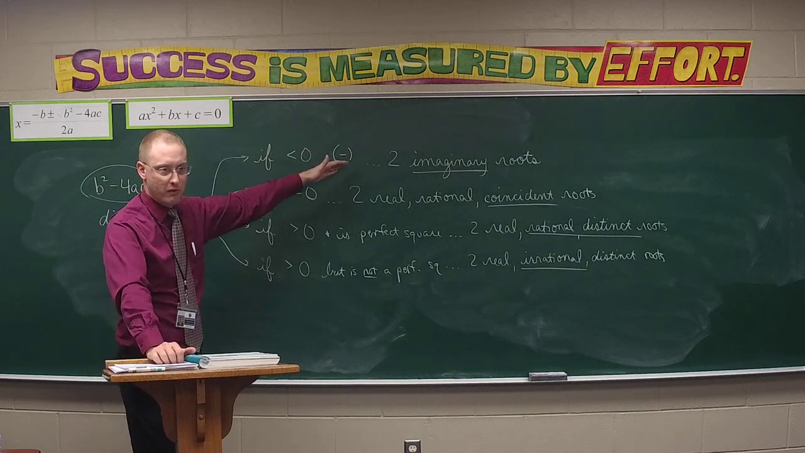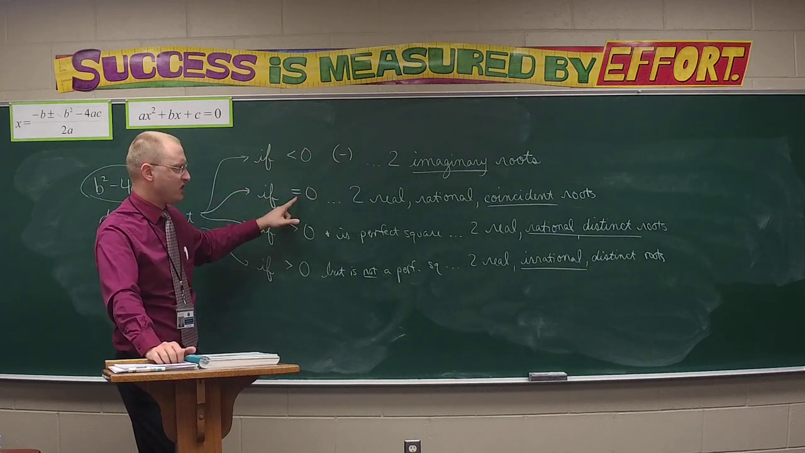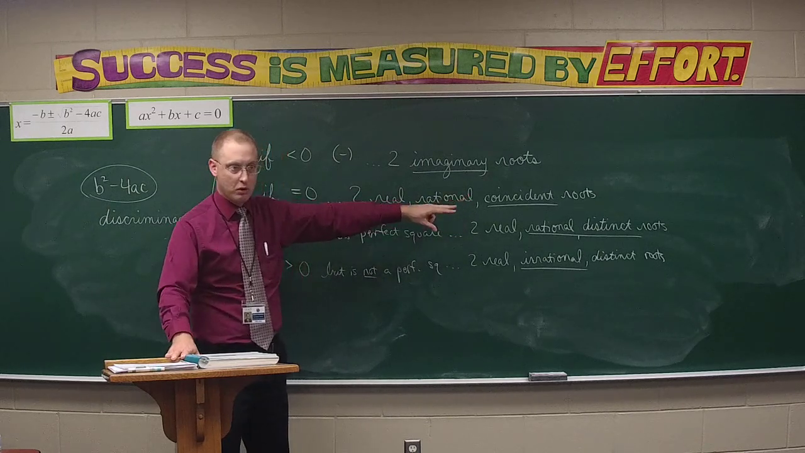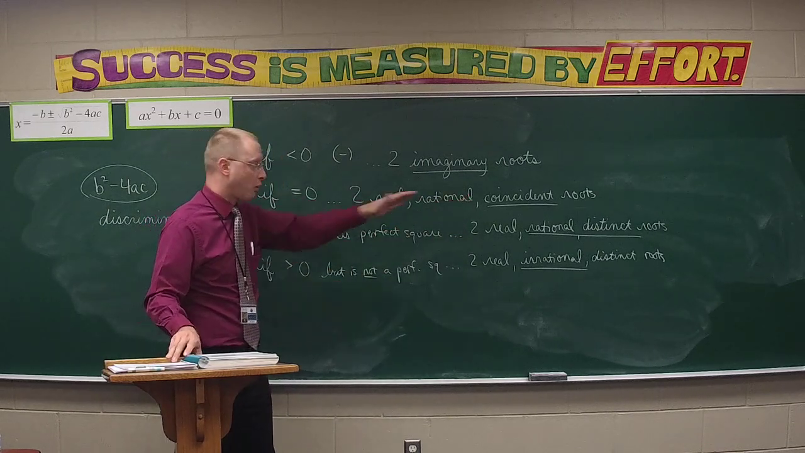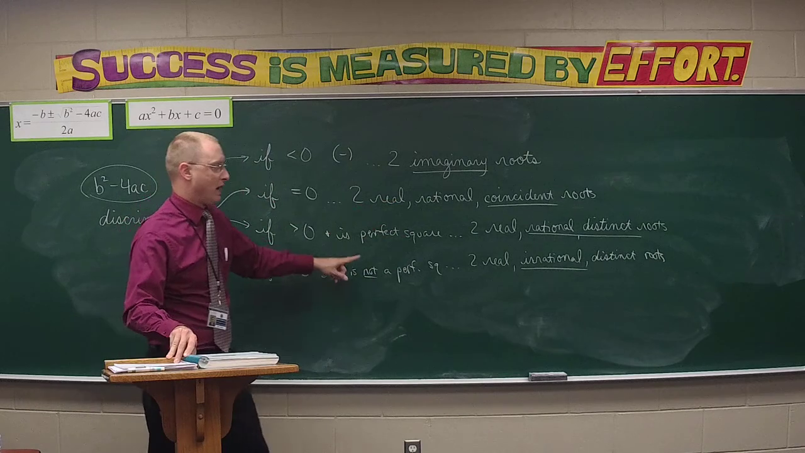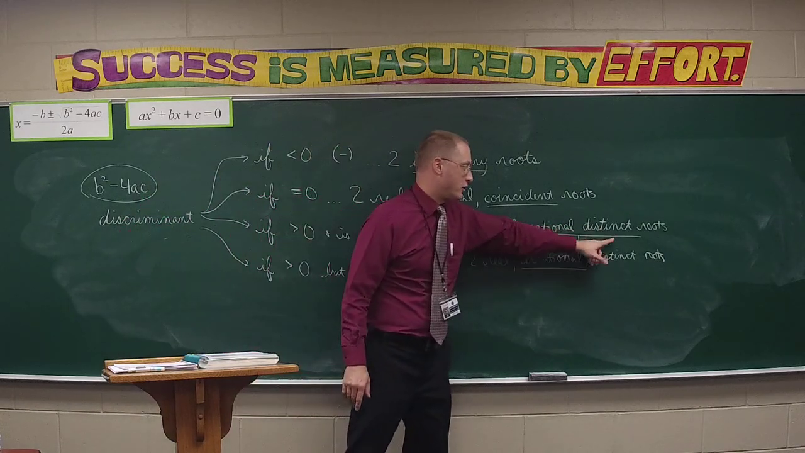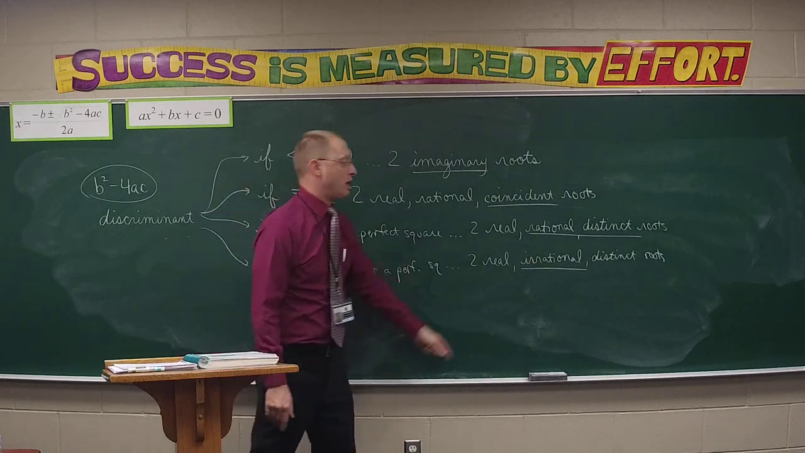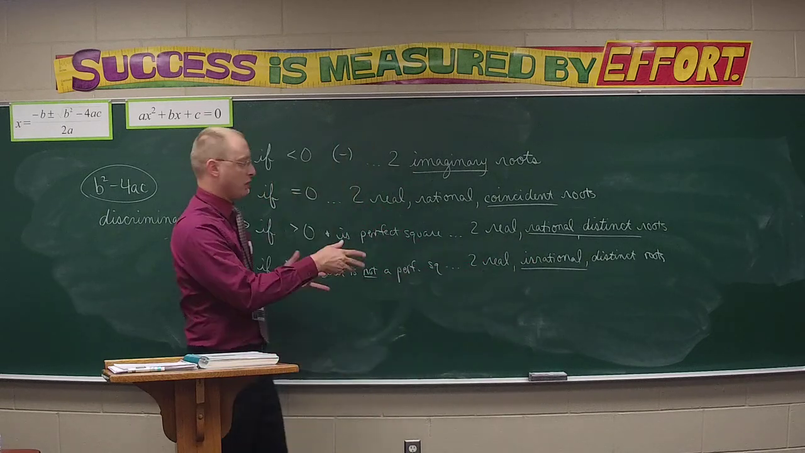You can't take the square root of a negative. That's imaginary. If it's a 0, that's the weird one. That's where they're coincident. Okay, there's 2 that will be real, they'll be rational, but they're coincident. Perfect squares, they're no longer coincident, they're distinct, but they're still rational at least. It's when you don't get a perfect square, they're now irrational. Still two real distinct roots.